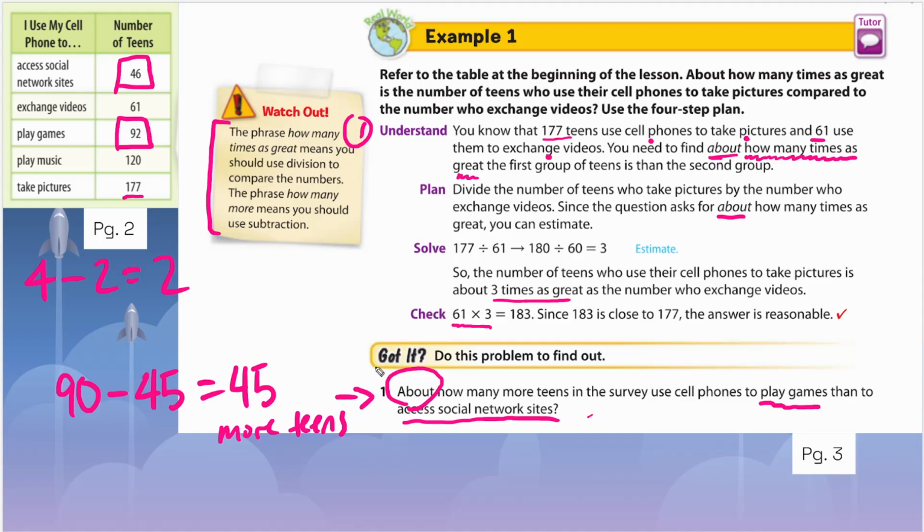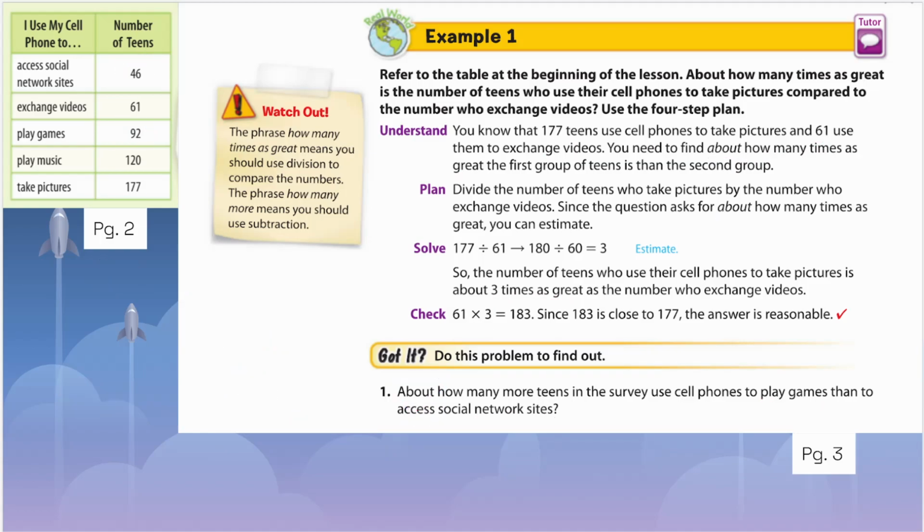Use your phone to play games compared to accessing social network sites. About 45. We could do the real math. 92 minus 46 is 46. 46 is pretty close to 45. We could do it again. We could do it different. Any one of those ways to check our answer. Great. Let's move on.